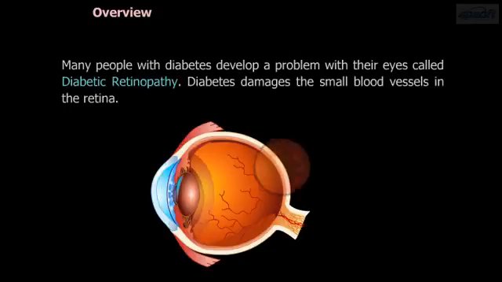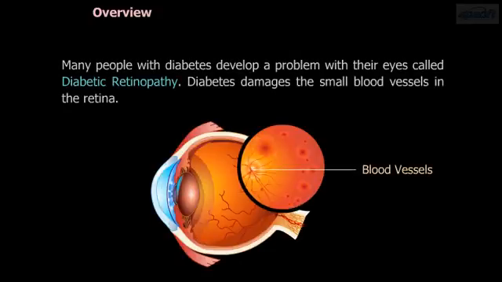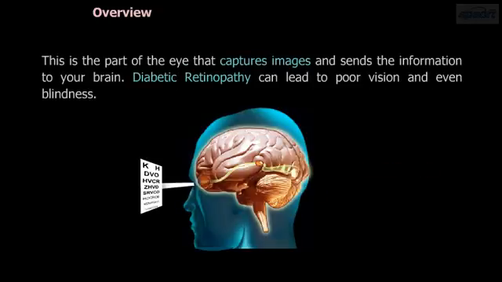Eye diseases, diabetic retinopathy. Diabetic retinopathy overview. Many people with diabetes develop a problem with their eyes called diabetic retinopathy. Diabetes damages the small blood vessels in the retina. This is the part of the eye that captures images and sends the information to your brain. Diabetic retinopathy can lead to poor vision and even blindness.